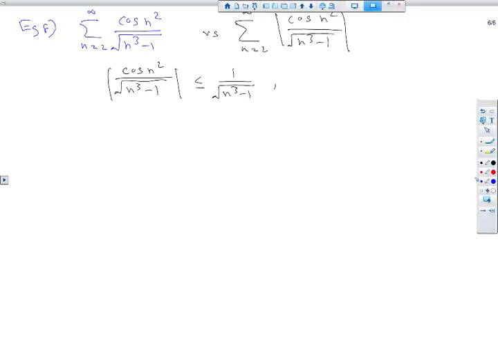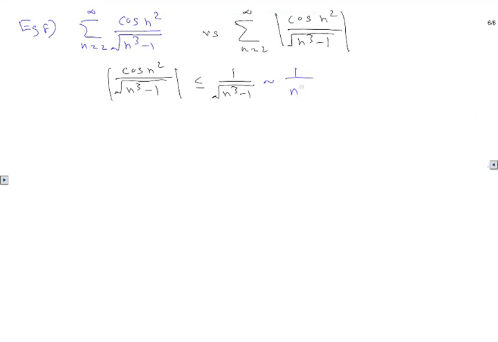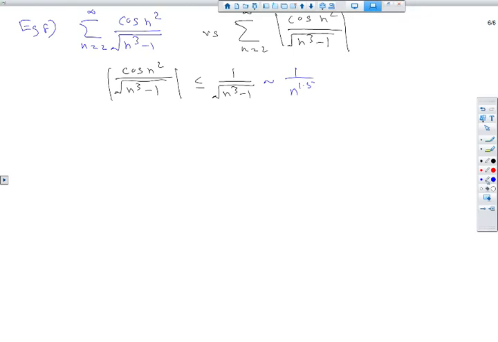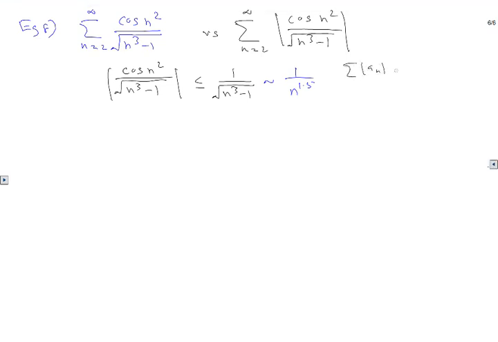And then you can see that this almost looks like 1 over n to the 3/2 because you look at the dominating terms. So it's a p series. So the absolute series converges since it's a p series with p equal 1.5, which is more than 1. So the absolute series converges. Therefore, by the absolute convergence test, the original series converges. Good.